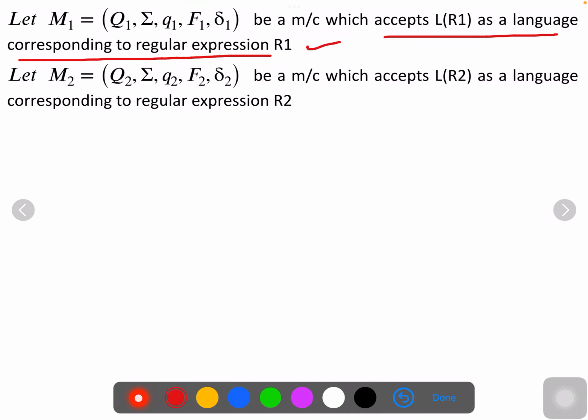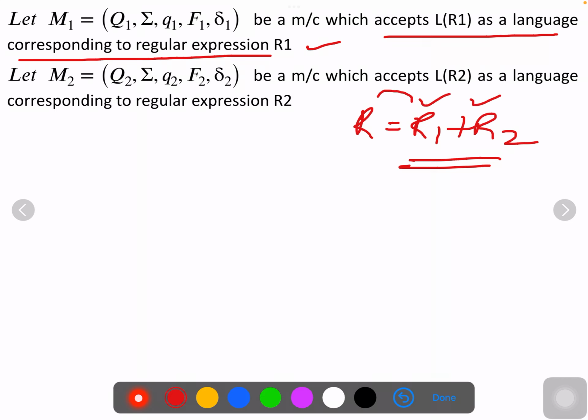Then similarly there are two machines, right? The union is that R is equal to R1 plus R2, which is also a regular expression. Whenever R1 and R2 are regular expressions, R is also a regular expression. So this one is accepted by the first machine, and this regular expression is accepted by the second machine. The plus indicates union: either accept R1 or R2.